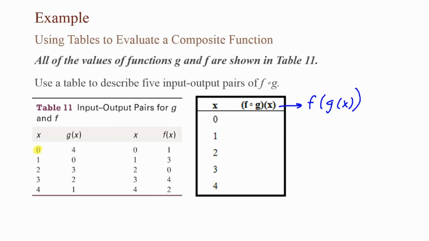So I'm starting with 0. If I have an input of x, my g of x is 4. This means I need to find 4 under x for my f of x equation. And if that input is 4, then my output is 2.